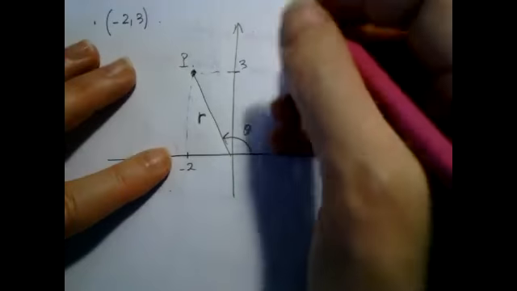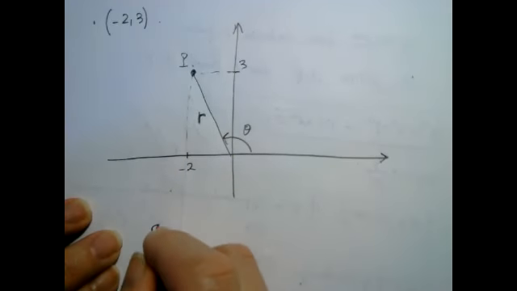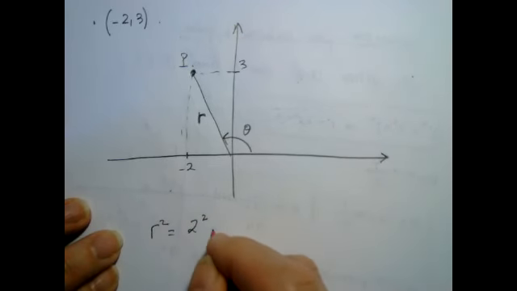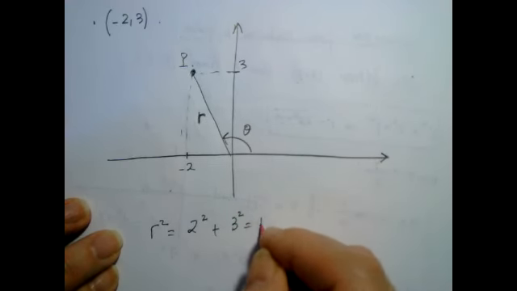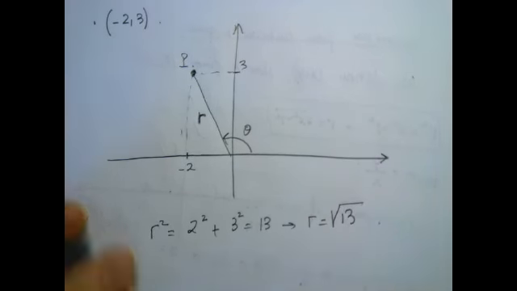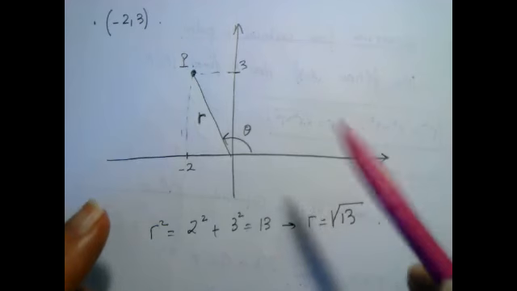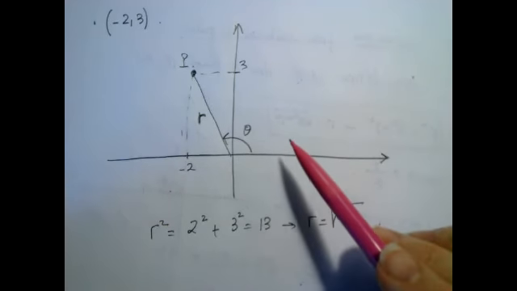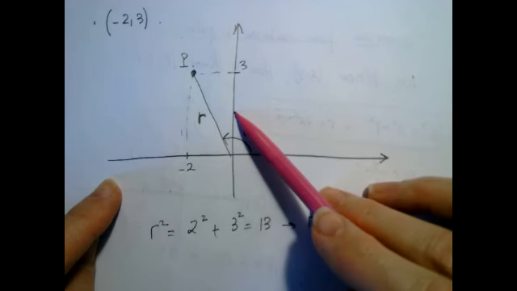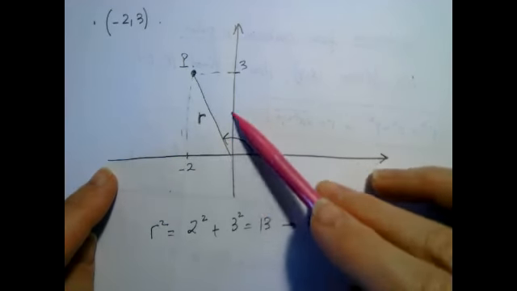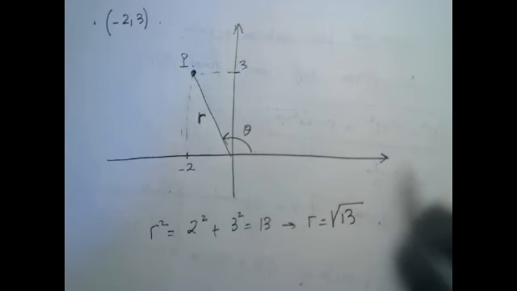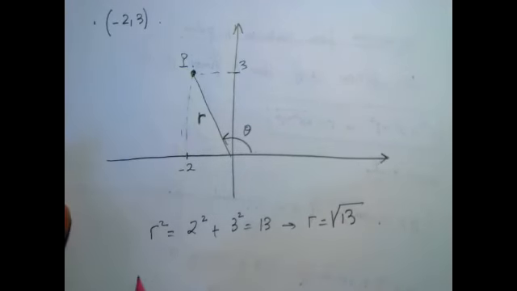So what is R? R is always easy. R squared is 2 squared plus 3 squared. So the R is always simple to get. Square root of 13. Okay. Now theta. By drawing the picture, I know that theta has to be positive, and I know that theta is between 90 and 180 degrees. So I know that theta is in the second quadrant. Now, how can I find theta?